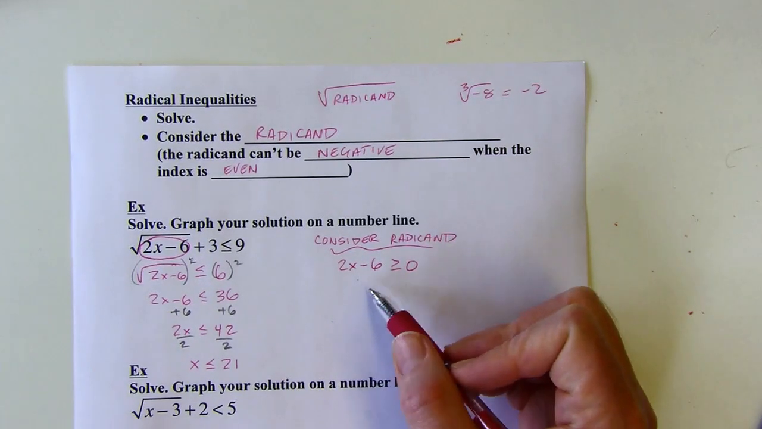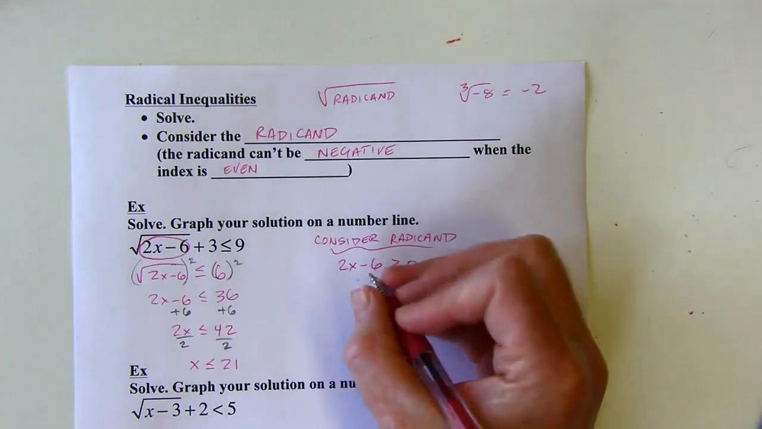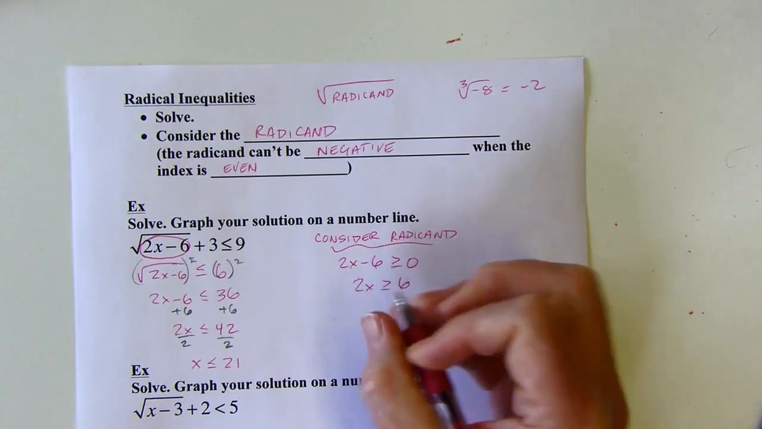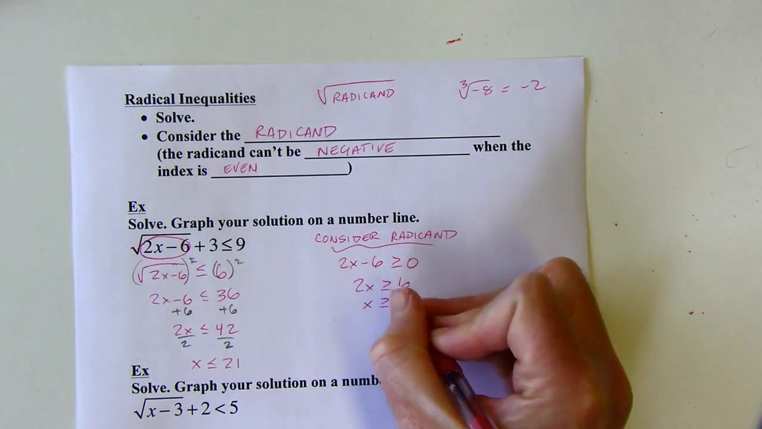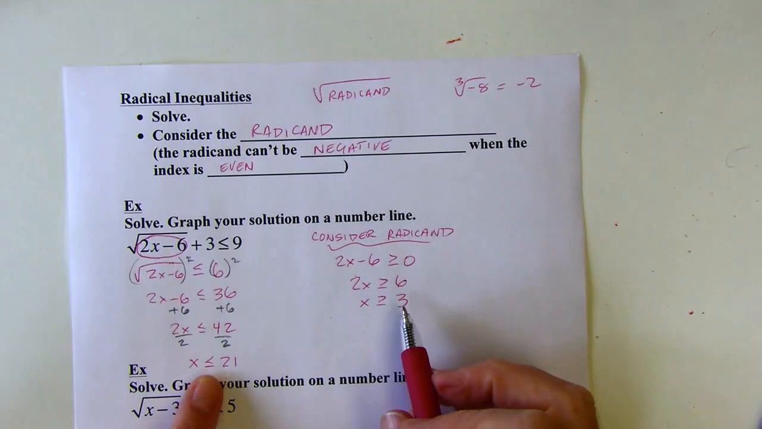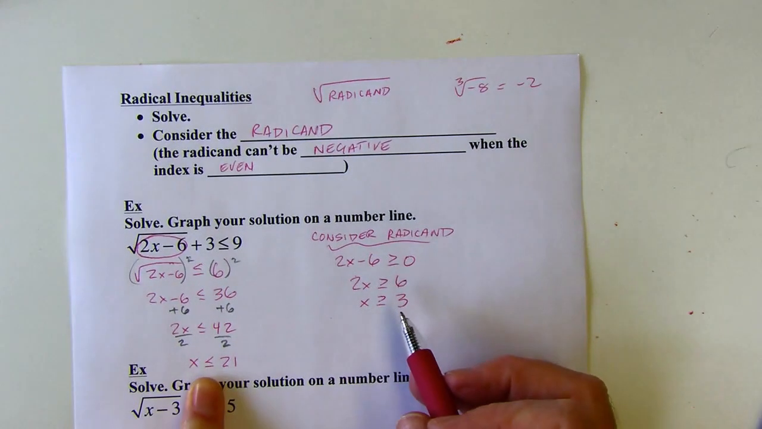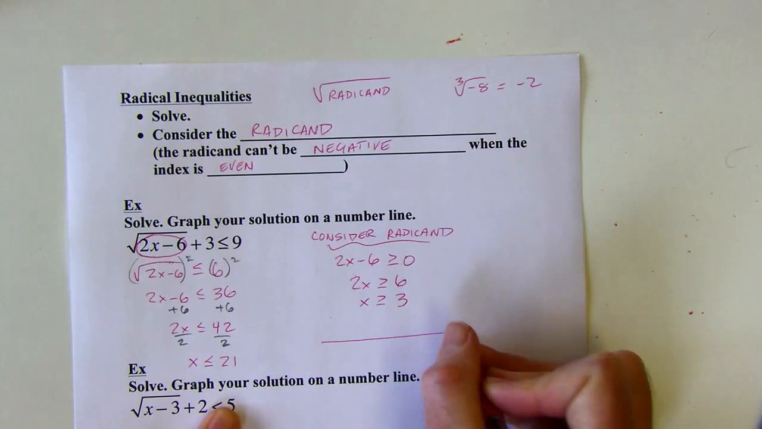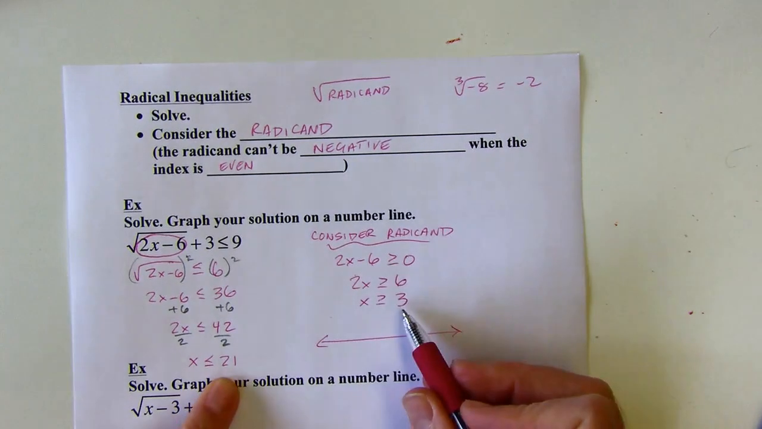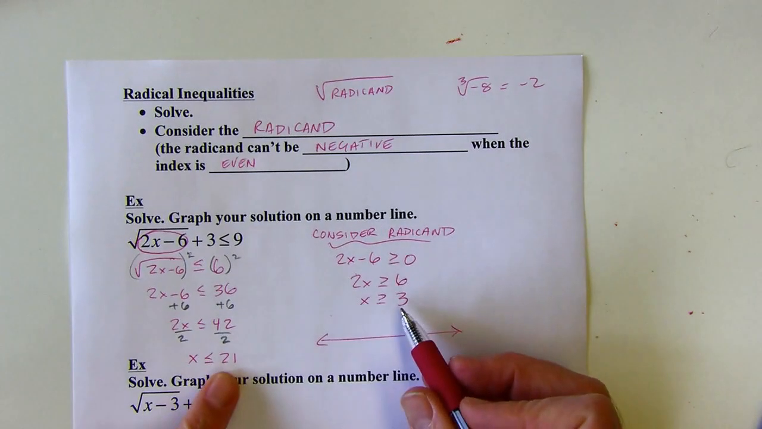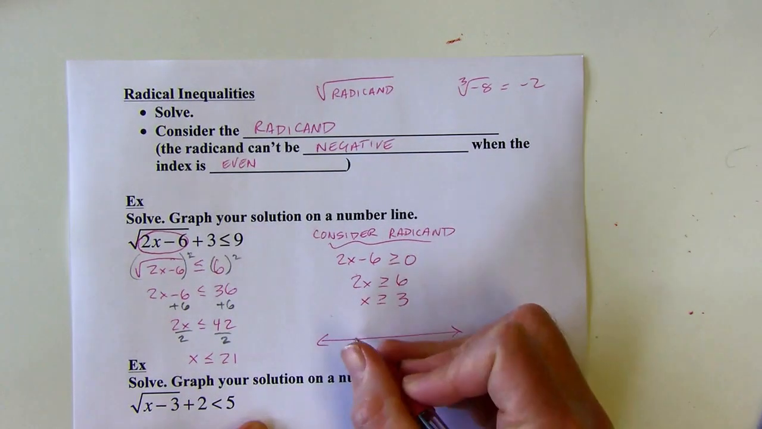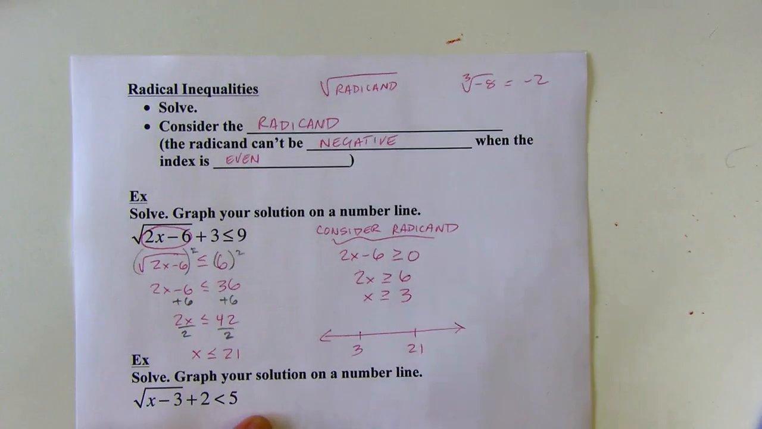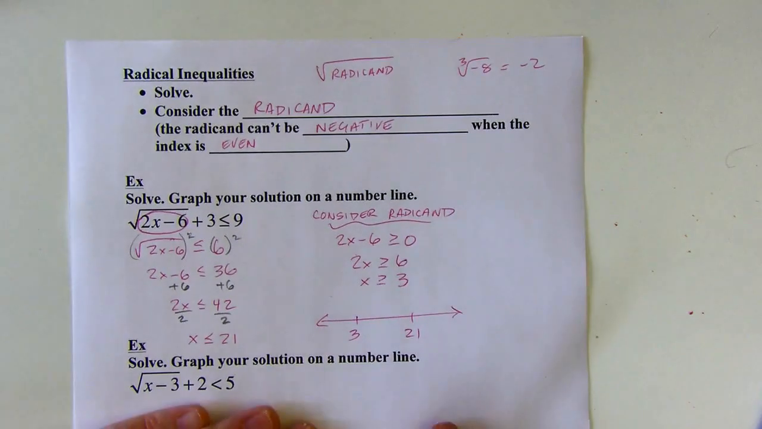So now I'm going to solve this inequality. I'm going to add 6 to both sides. Then I'm going to divide by 2. And now I've got both of these. So I want to put these both together. The way I'm going to do that on a number line is just list the two dividing points, 3 and 21. 3 is less than 21, so that should be to the left of 21 on the number line. I'm not going to put all the ticks in between. You can just put the two dividing points.